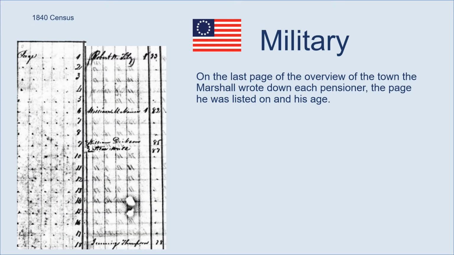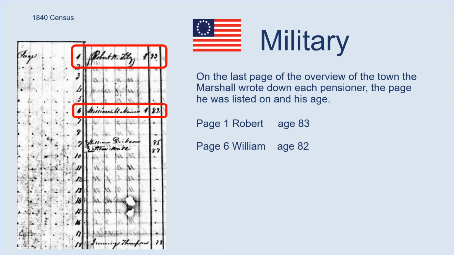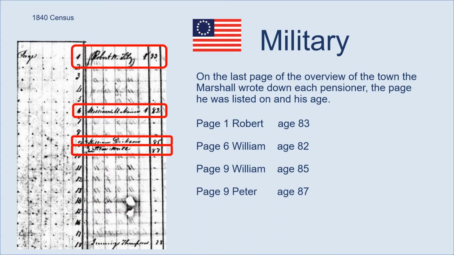Military. On the last page of the overview of the town, the marshal wrote down each pensioner, the page he was listed on, and his age. Page 1, Robert, age 83. Page 6, William, age 82. Page 9, William, age 85. Page 9, Peter, age 87. Page 18, Jennings, age 78.